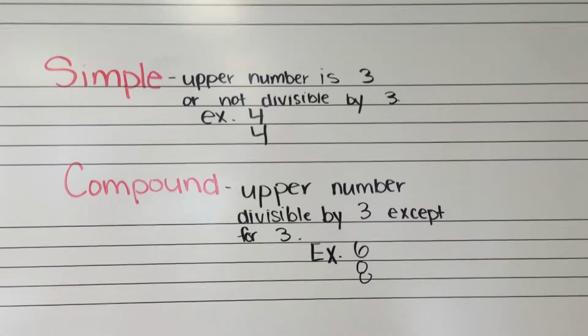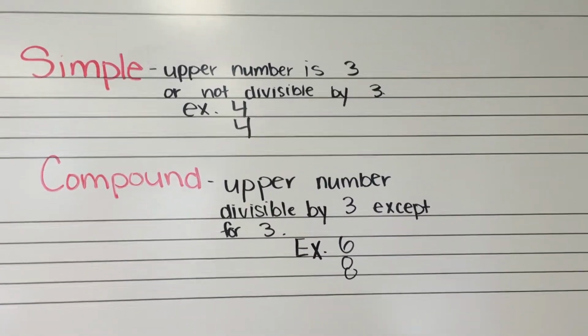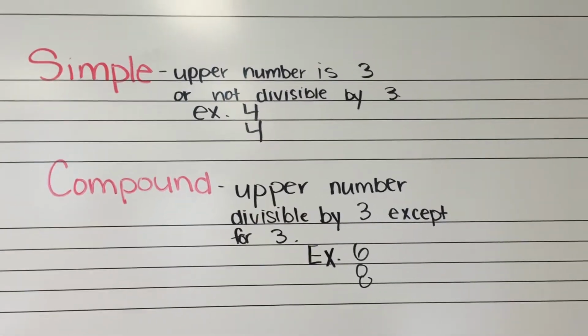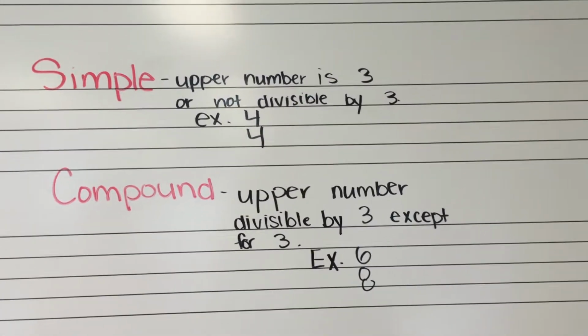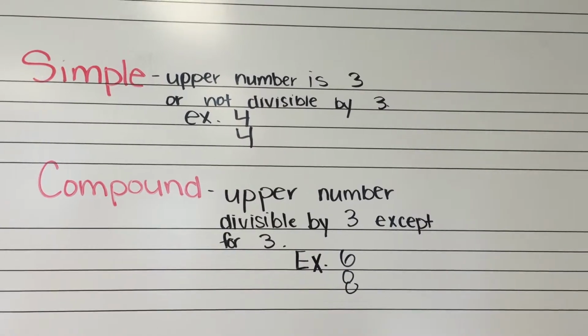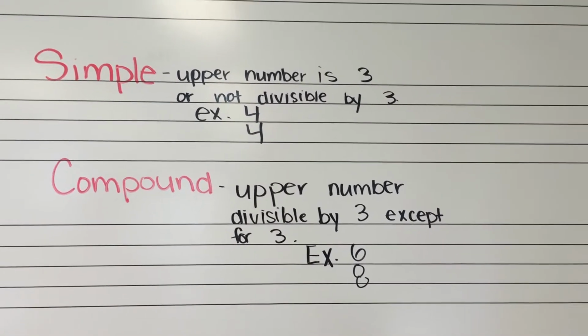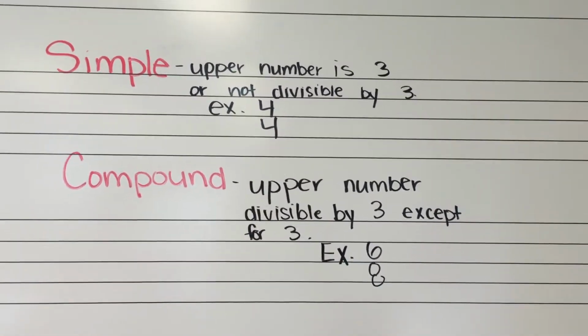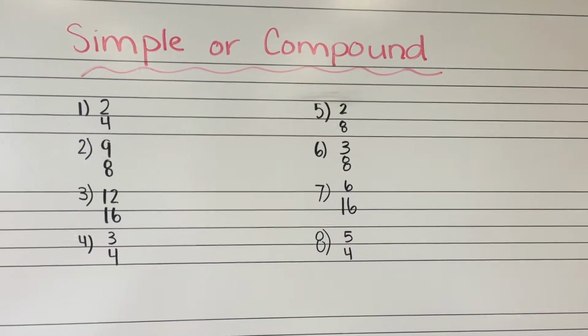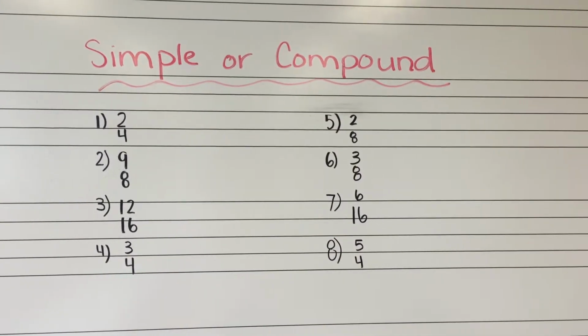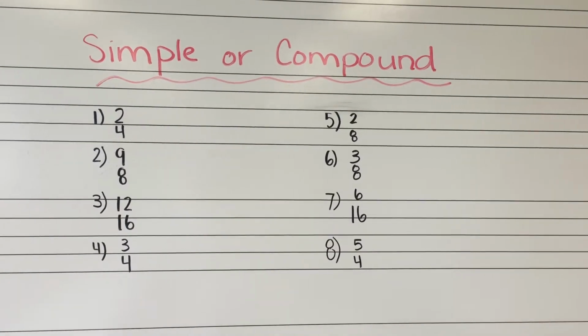In simple time, the upper number is 3 or it's not divisible by 3. Example, 4/4. In a compound time signature, the upper number is divisible by 3 except for 3. Example, 6/8. In your notes, write down the following examples and say if they're simple or compound.